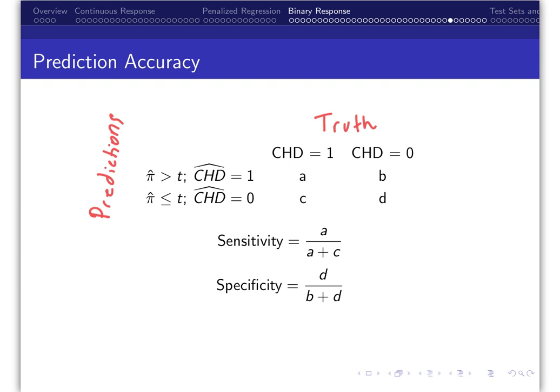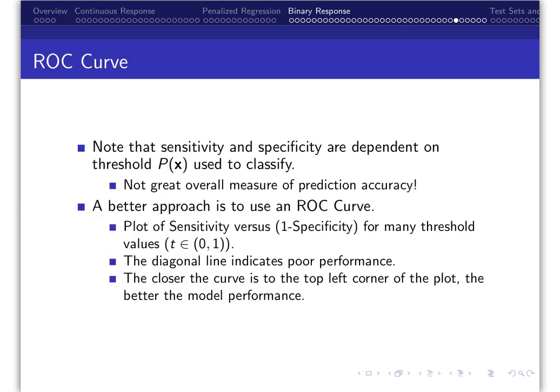Again, sensitivity is the proportion of subjects with CHD that have a predicted probability exceeding our threshold, given by this equation. And specificity is the proportion of subjects without CHD that have a predicted probability less than or equal to our threshold, given by this equation. Note that sensitivity and specificity are dependent on the threshold, and therefore our interpretation of model performance likely changes depending on the threshold chosen. A more comprehensive approach would be to examine sensitivity and specificity for all possible thresholds.